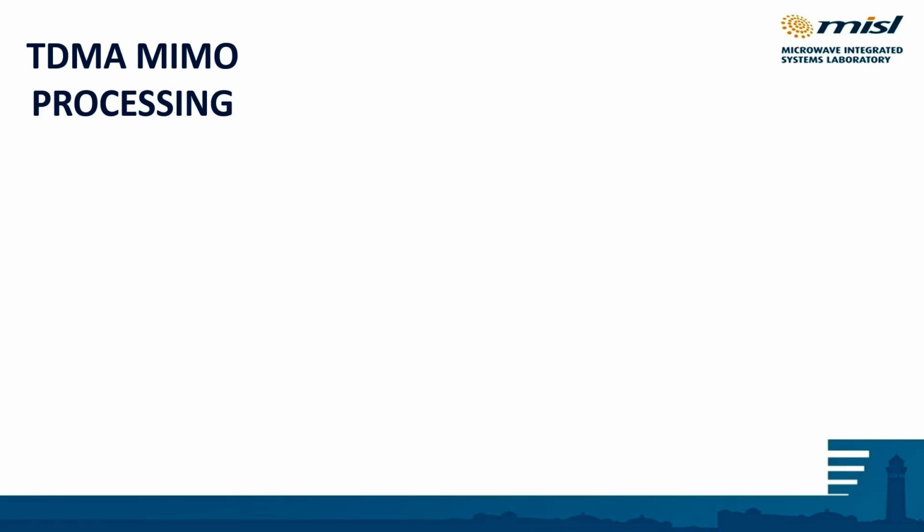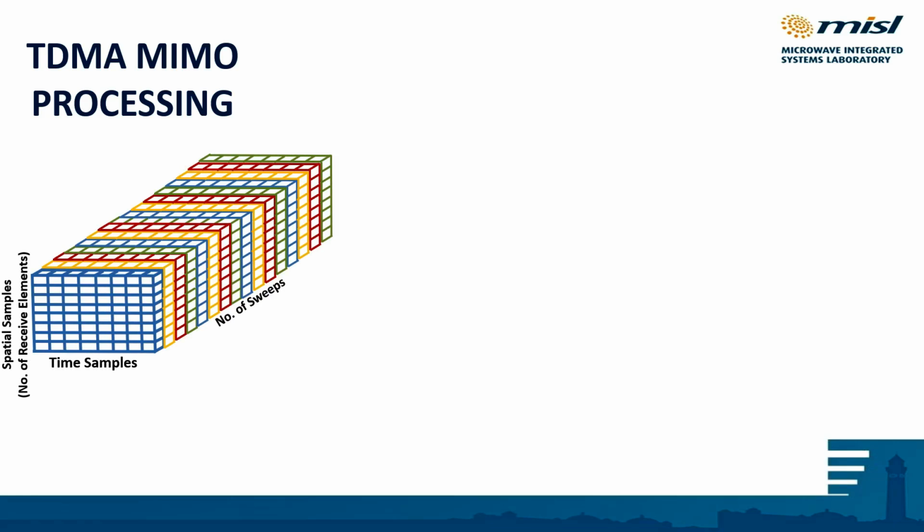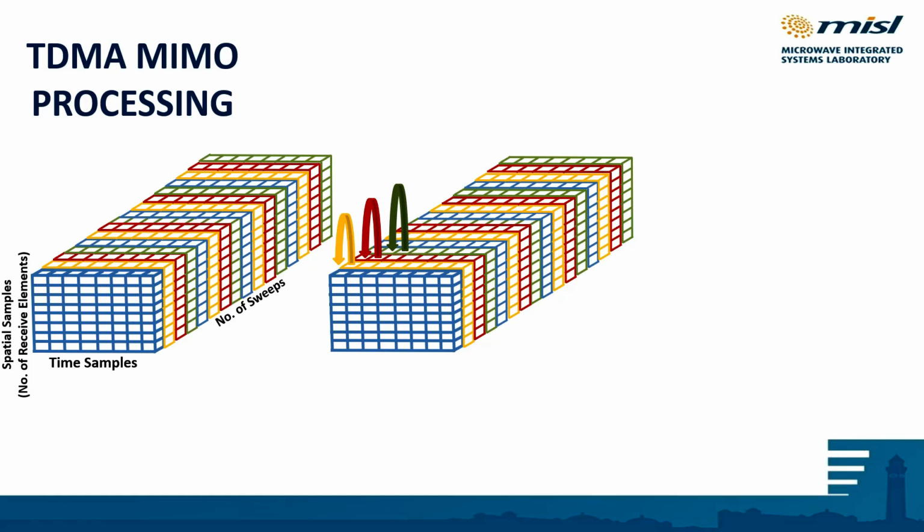Now I'm going to explain how we can process this radar data cube for TDMA MIMO. Let's start with the radar data cube we initially developed. As I explained earlier, all the blue sweeps are due to transmitter 1, yellow sweeps are due to transmitter 2, red sweeps due to transmitter 3, and then green sweeps due to transmitter number 4. So what we are going to do is that we will stack all the different colored sweeps on top of the first sweep corresponding to transmitter number 1.